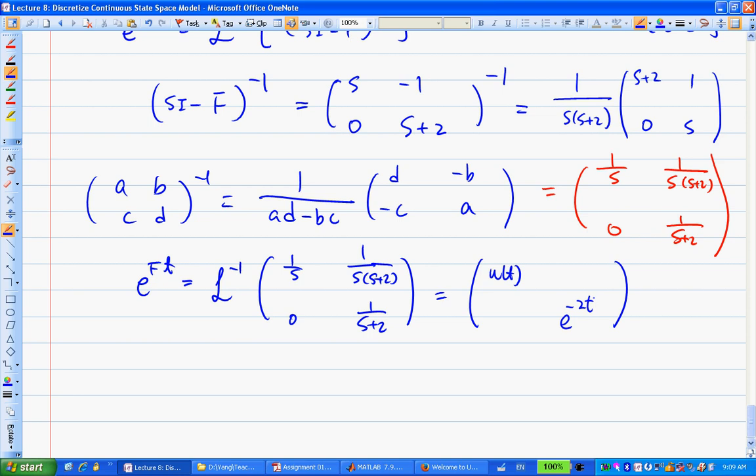And what about the inverse Laplace of this one? That's not easy to see, but what would you do first? Exactly, yeah. So I do partial fraction expansion. I'll get this: 1 over s minus 1 over 2, 1 over s plus 2. Okay. So then this is u of t minus 1 over 2 e to the negative 2t.